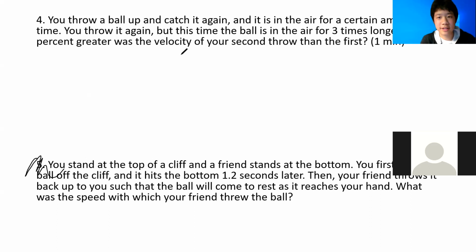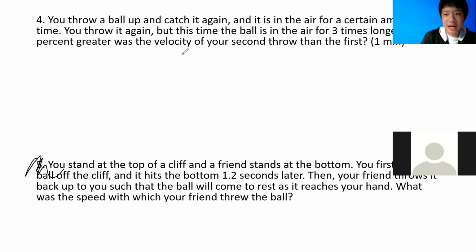Okay, I'm going to explain this one now. So you throw a ball up and you catch it again, and it is in the air for a certain amount of time. Now you throw it again, but this time the ball is in the air for 3 times longer. What percent greater was the velocity of your second throw than the first?